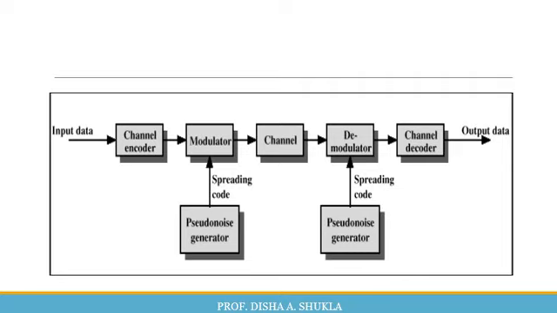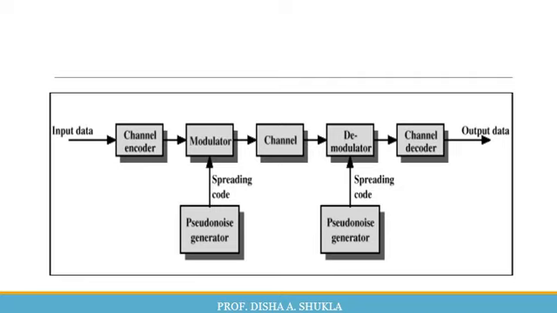That is, we have an input data. From the input data, it is passed to the encoder. Then the signal is modulated using the pseudo noise generator, and the pseudo noise generator would produce a spreading code. Using this spreading code, a modulator would modulate the signal that will be passed using the channel.